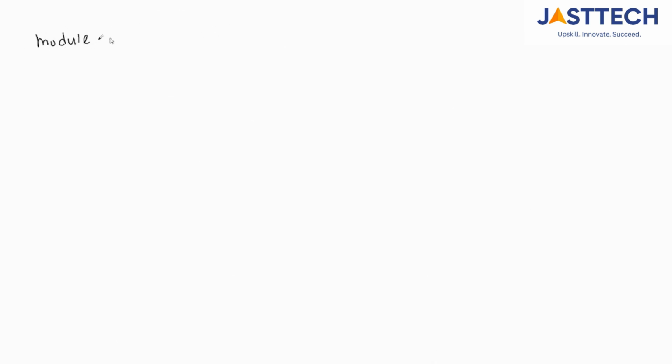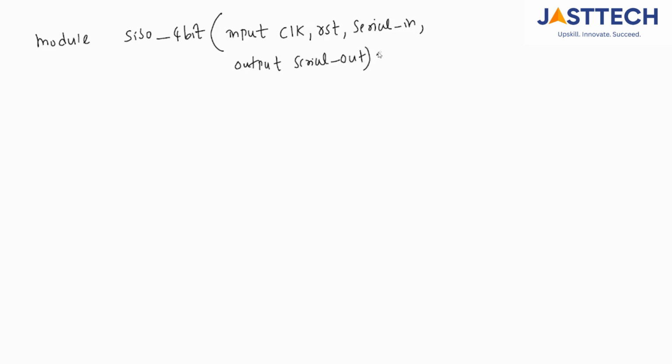Module SISO underscore 4 bit. This is my code, and input clock, reset, and the input data, serial underscore in. And output serial underscore out. First I need to declare a temp register. What is my temp register? 3 down to 0, one temp register. This is 4 bit, no? So first I am initializing the temp register.